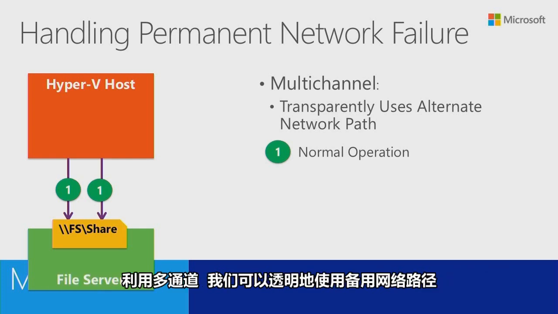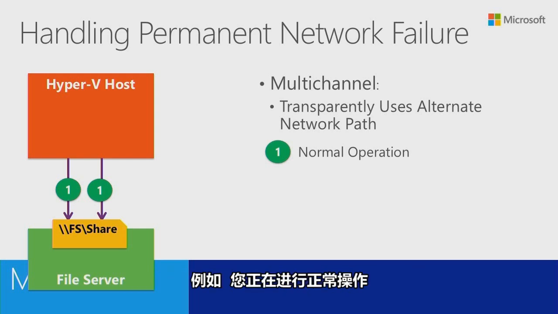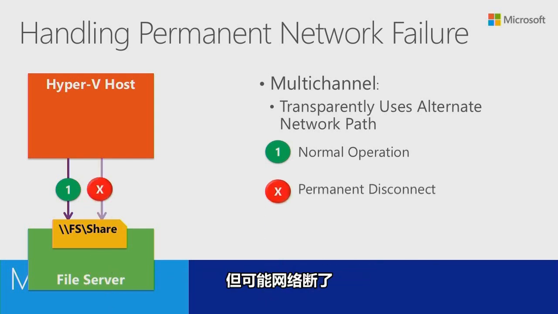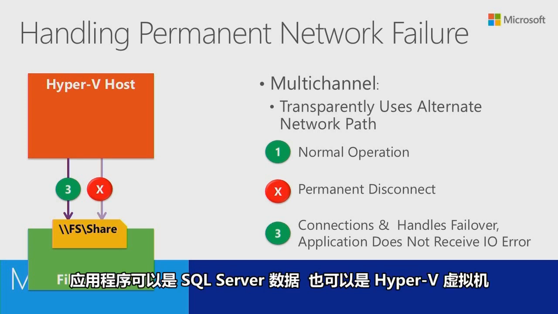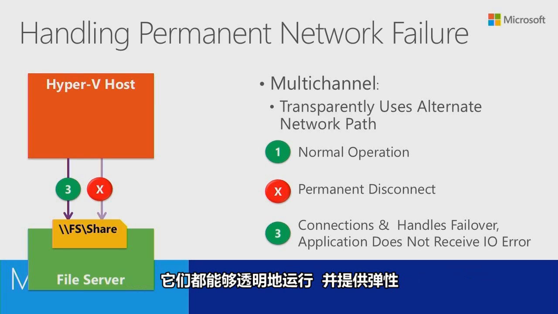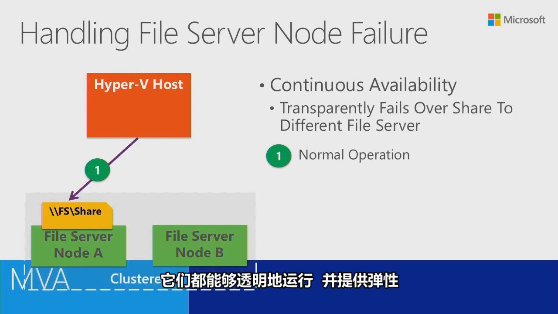With multichannel, we transparently use an alternate network path. So for example, you've got normal operation, but maybe there's a disconnect. Well, that's okay. We continue right along using the other path. And when the other path comes back, we can handle failover, we can do aggregation, and again, the application hums right along. This can be your SQL Server data, this can be your Hyper-V VMs, all of this running transparently, giving resiliency.